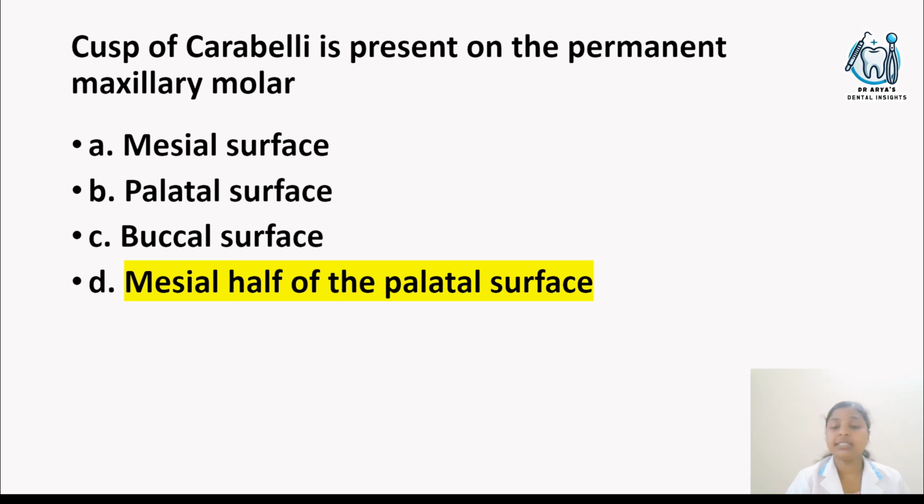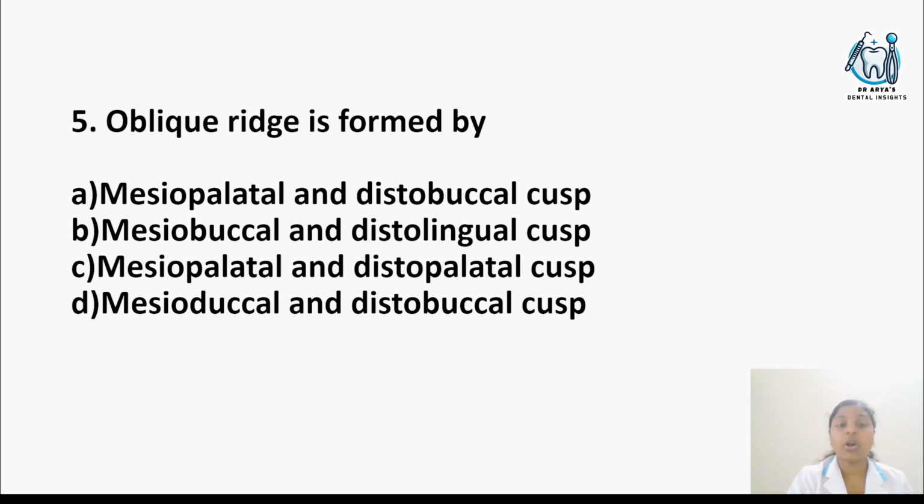It is also asked in another way: it is present on the permanent maxillary molar in which position? That is the mesial half of the palatal surface. That is the answer. Coming to the next question: the oblique ridge is formed by. It is seen in the maxillary first molar.